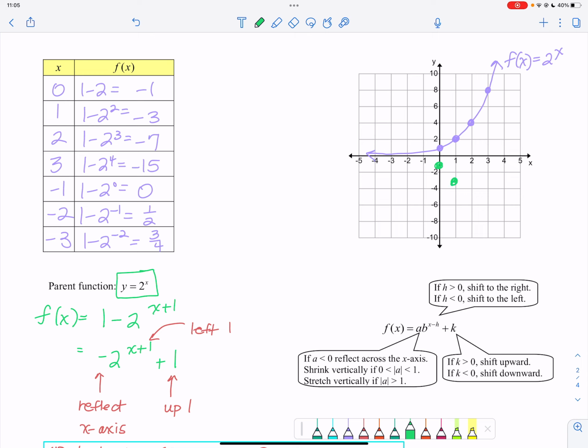So graphing these points, as you can see, we have this beautiful transformed graph, and here we have f of x equals 1 minus 2 to the x plus 1. Just a beautiful transformed graph.